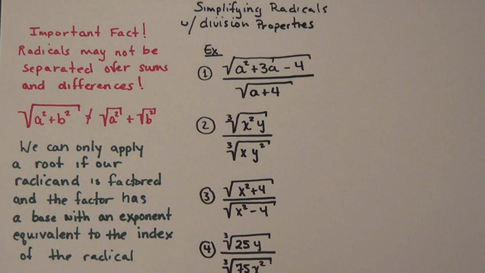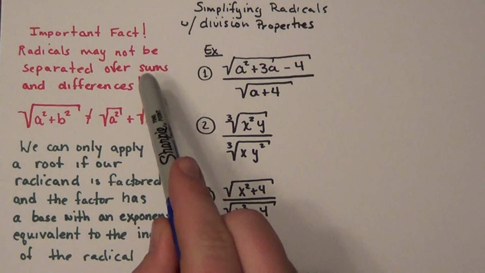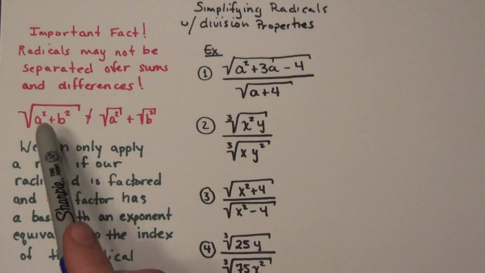Okay, how you doing? We're going to talk about simplifying some radicals with division properties. A couple things I want to point out very quickly. Important fact, headliner here: radicals may not be separated over sums and differences.